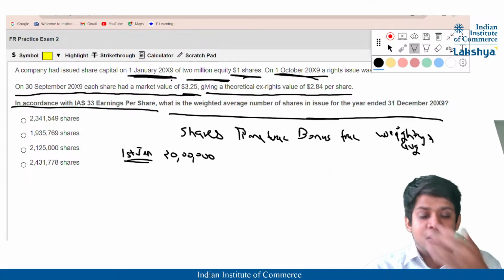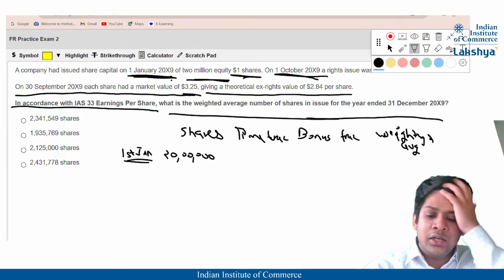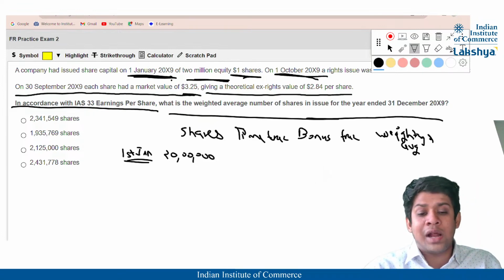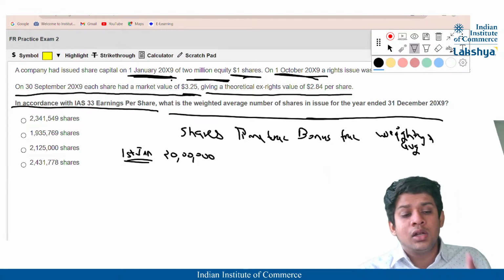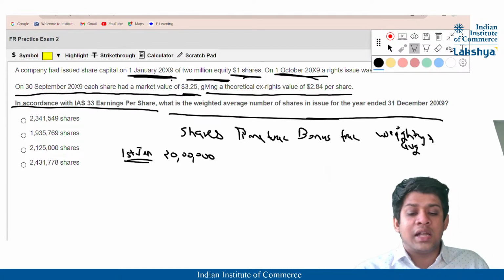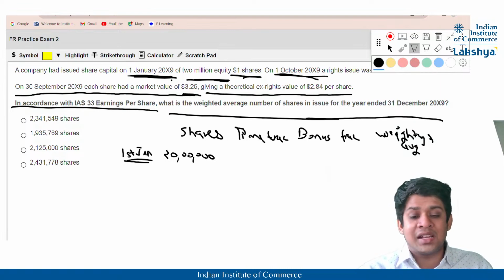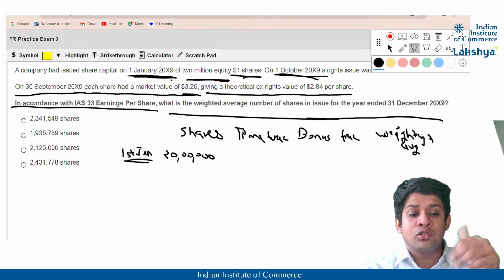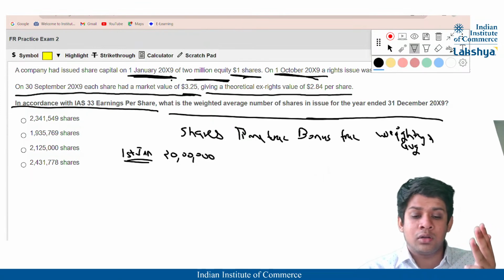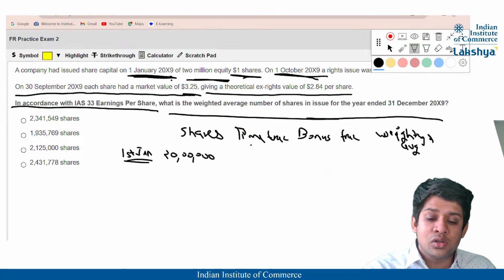After the right issue, the number of shares in the market will increase because the company is going to issue new right issues on 1st October. So from January to 30th September, the time fraction will apply because this is the balance number of shares. And it is January, February, March, April, May, June, July, August, September, right? So that is 9 months. So I'll put 9 divided by 12, right?